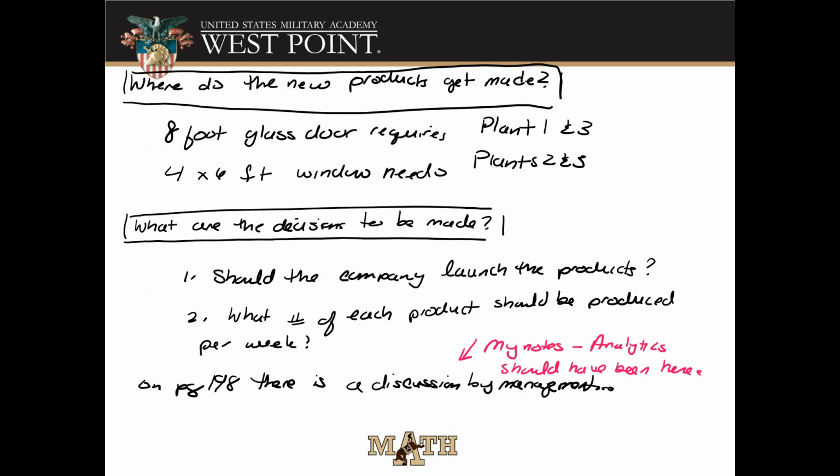Where do the new products get made? Well, I read this, and these are the notes I made. What was interesting is when the team that is teaching this class read it, some people read that you could use different plants. No. To make the glass door, you need stuff from plant 1 and plant 3. And it says so in the book. And the windows need plant 2 and 3.